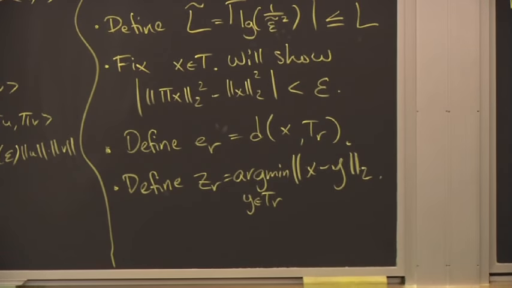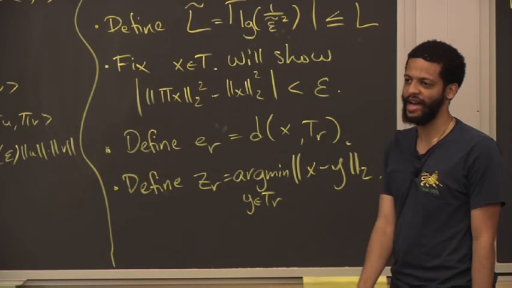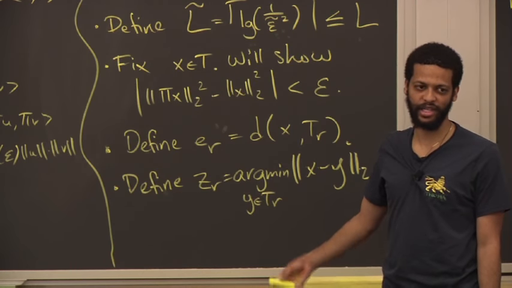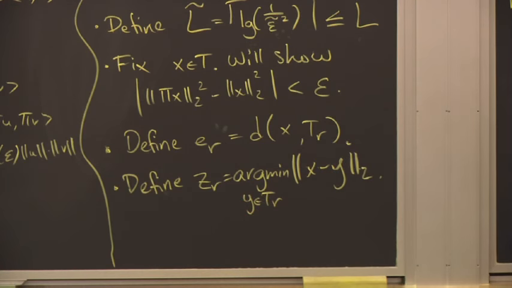So ZR for me is the closest point in TR to X. I fixed a particular X. ZR is the closest point in TR. I want to do a bunch of triangle inequalities. I'm going to say that this thing is at most, say, pi X L2 norm squared minus ZL tilde L2 norm squared. So that's my first triangle inequality.